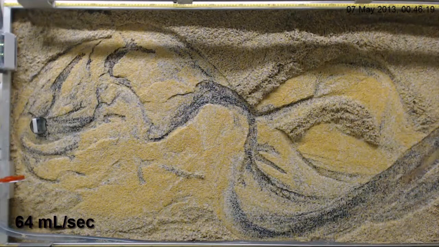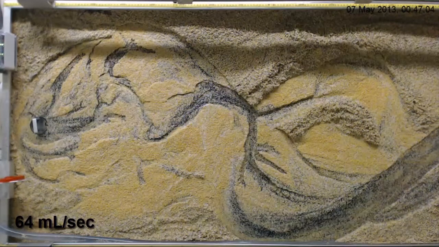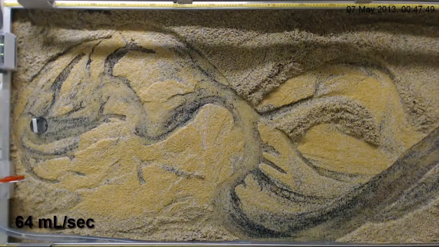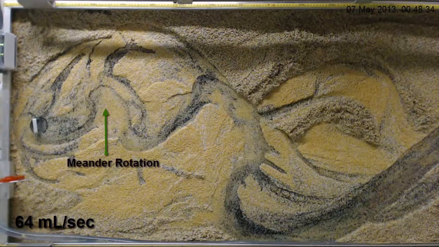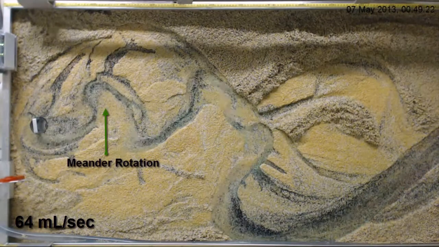Flow is returned to 64 milliliters per second to re-establish the stream. An example of meander rotation is seen downstream in the river.